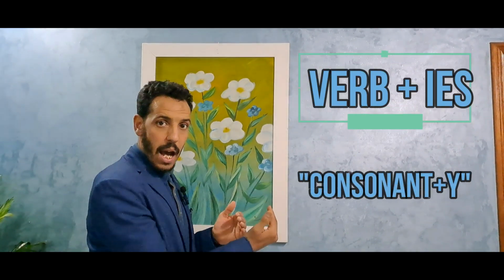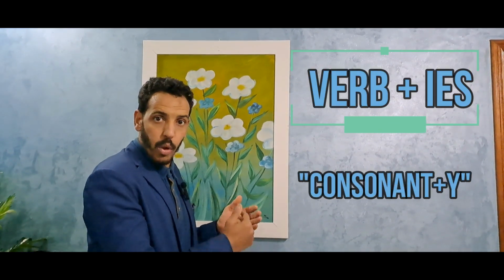Nice. And all the verbs which take ies, so we replace y with ies when we have he, she, and it. What are these verbs? You remember? Wow, very great. So all the verbs which end with consonant plus y, we replace the y with ies. That's nice. Now let's go for the negative form.